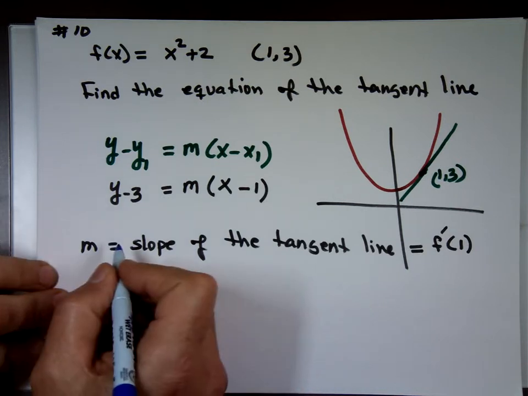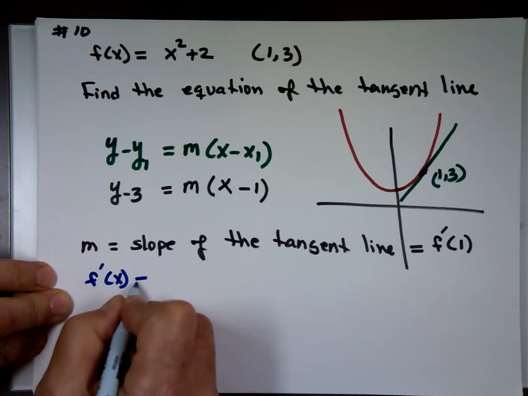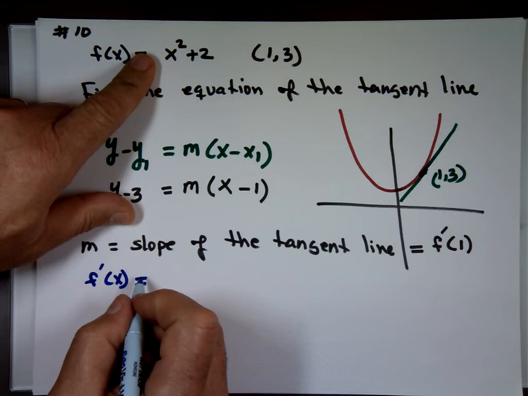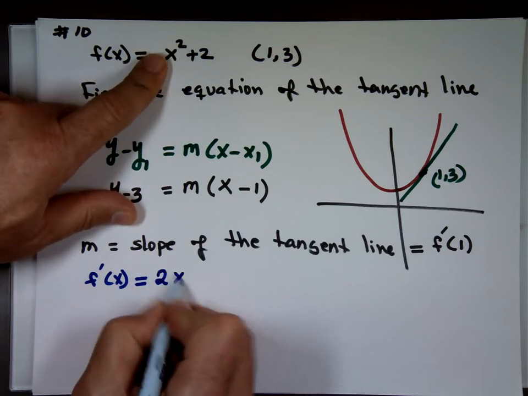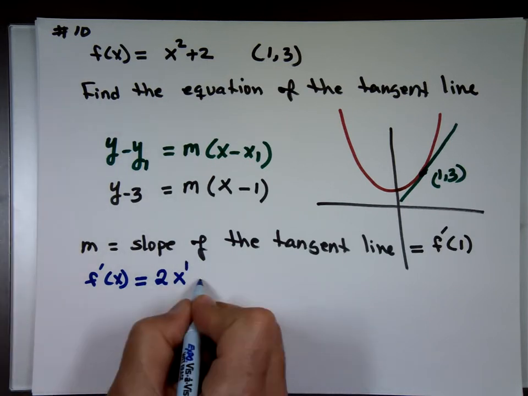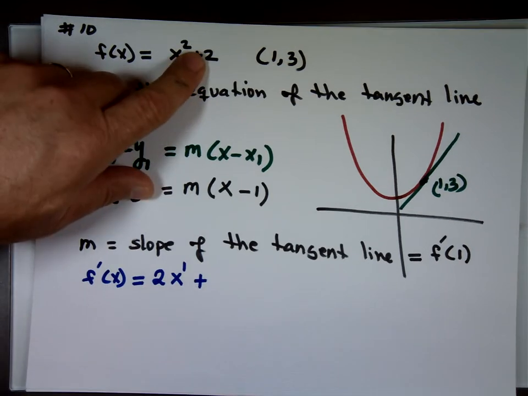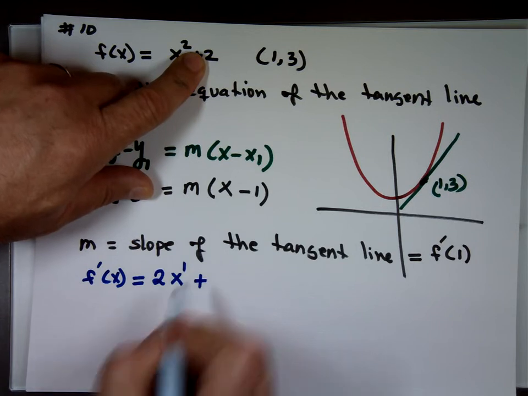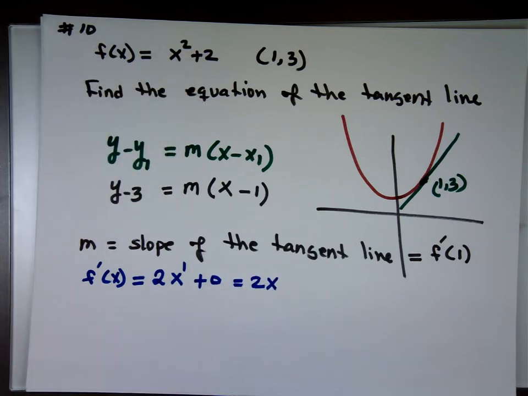F prime of x is going to be, the shortcut says there's no number in the front, so take the 2, move it to the front, reduce the power by what? 1, so it becomes x to what power? 1, plus, what's the derivative of any constant? 0. So what's the answer? 2x. See how quick the shortcut is? The derivative of this plus the derivative of that.